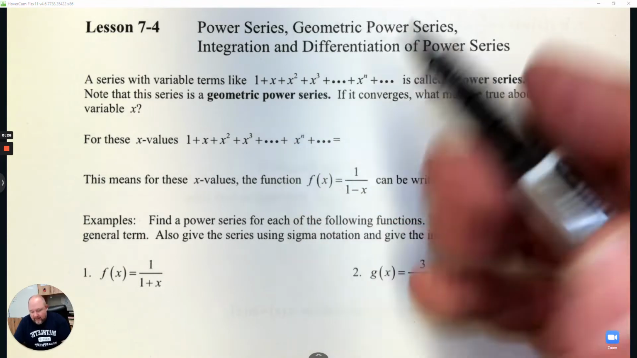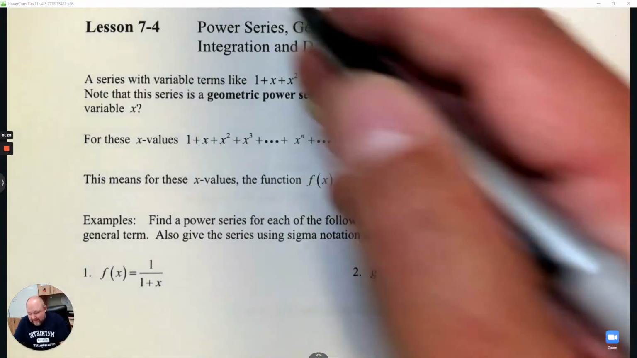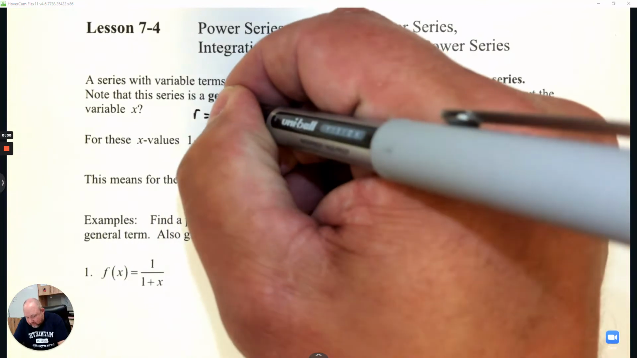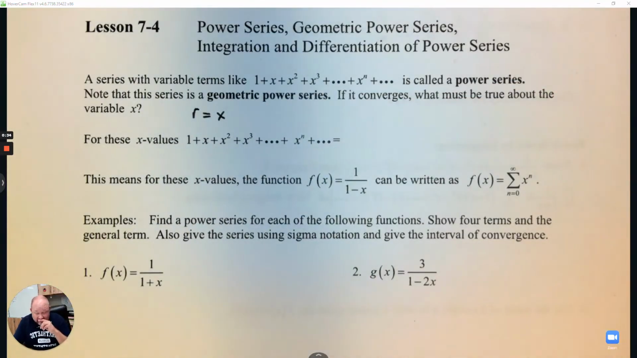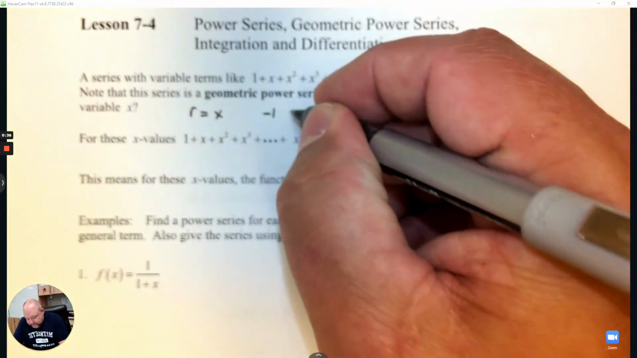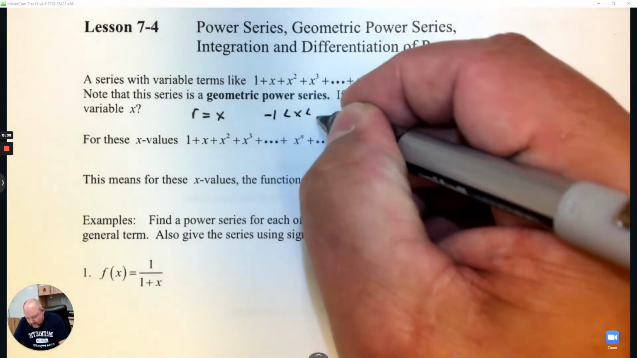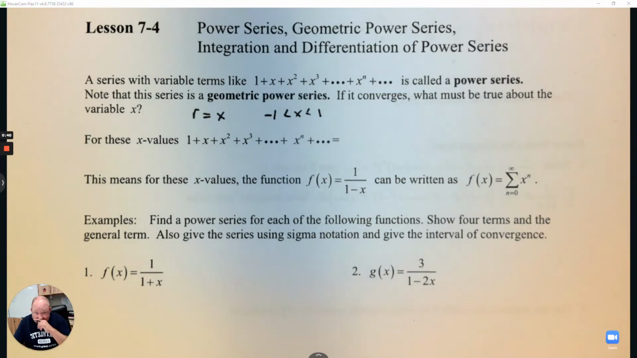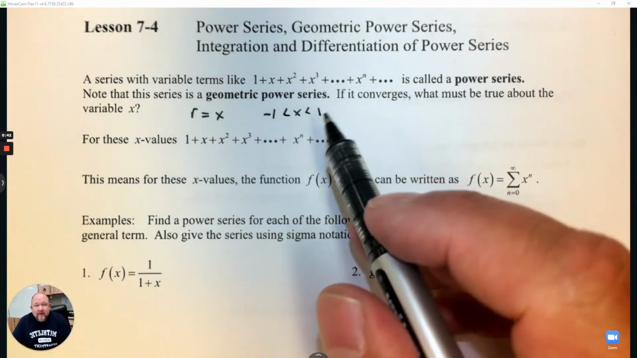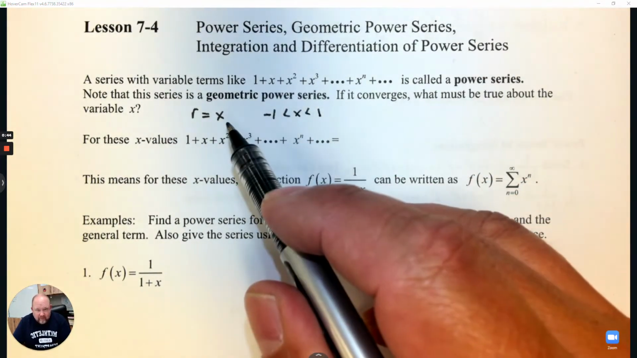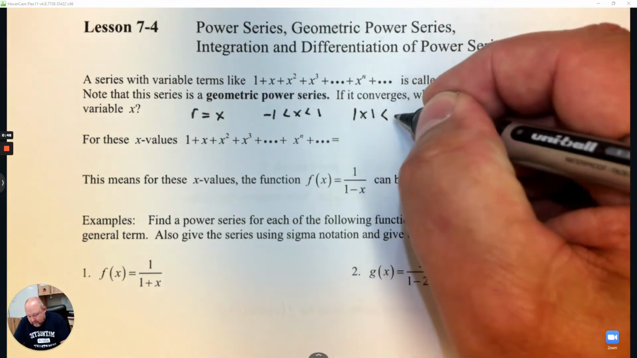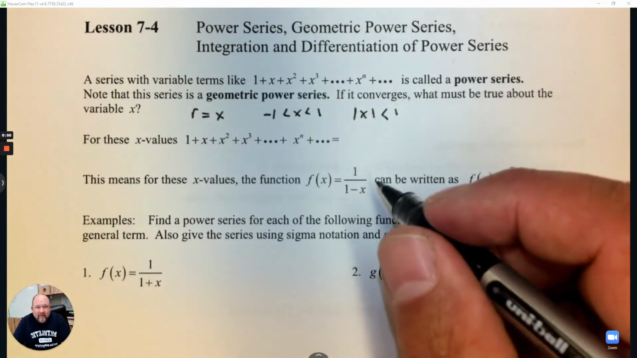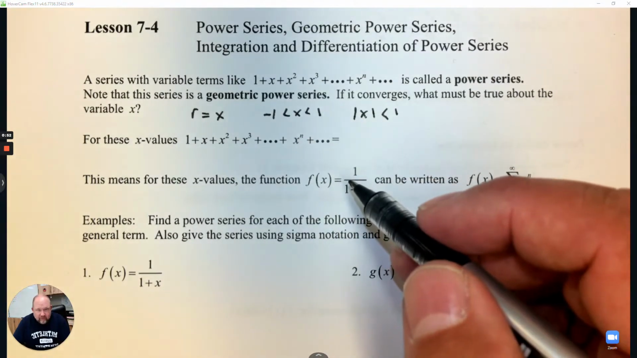And so what you're multiplying by every time is x. That's what the common ratio is. So what do you multiply? You're multiplying by x. And so what must be true is that the answer for x must be between -1 and +1. If that's the case, the common ratio is that way. Another way to write it is that the absolute value of x must be less than 1. If that's the case, it converges.